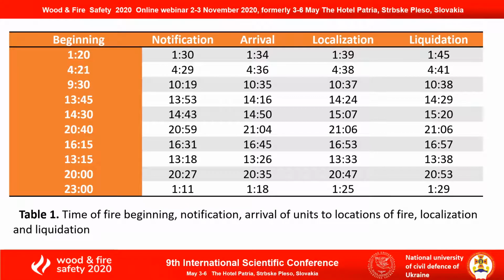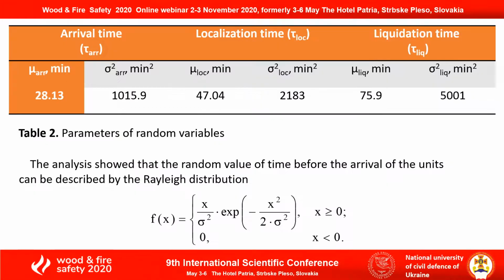In order to determine the time of fire development, the values of the arrival time of the units to the location of the fire were analyzed. The time value from the moment of the fire to the time of arrival, localization and elimination was used as initial data. An example of the output is given in Table 1.